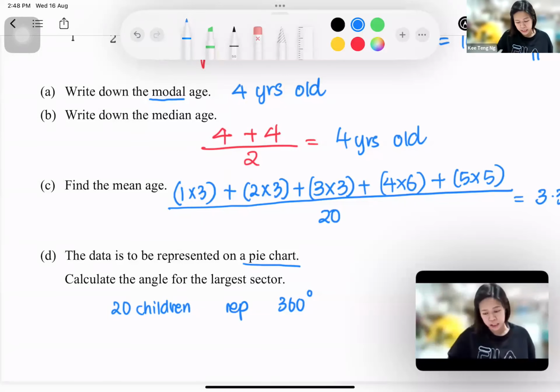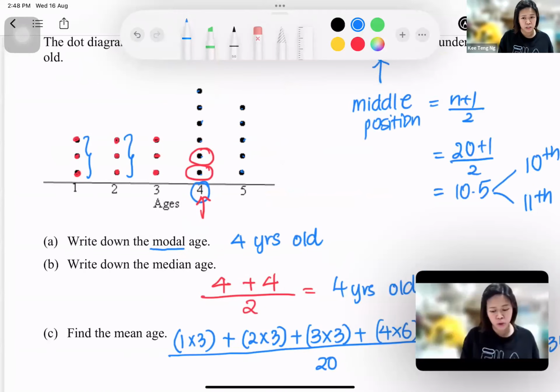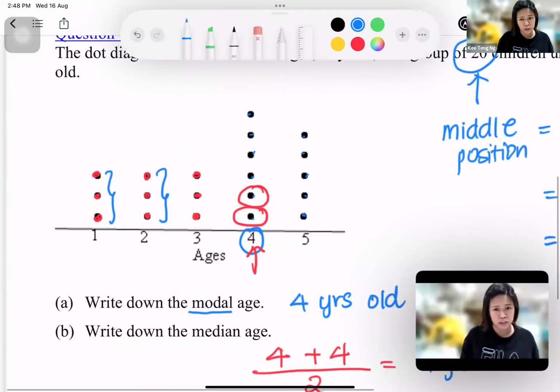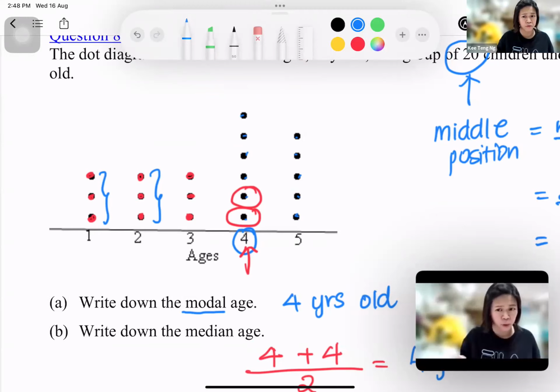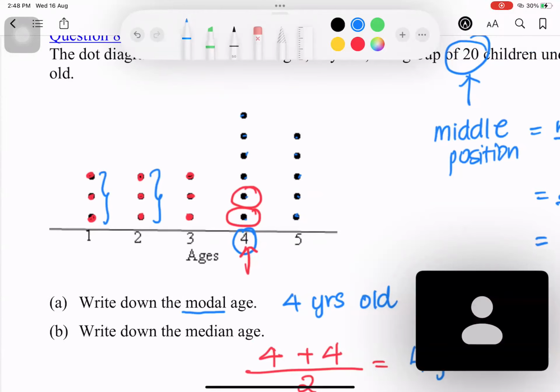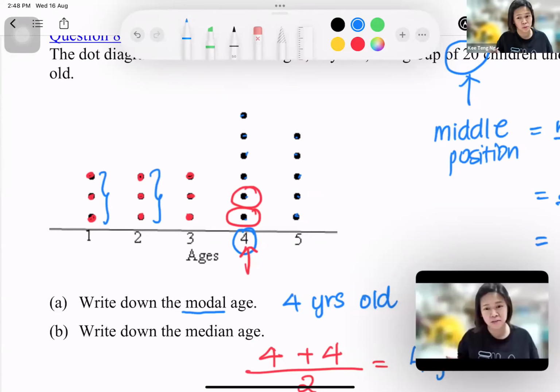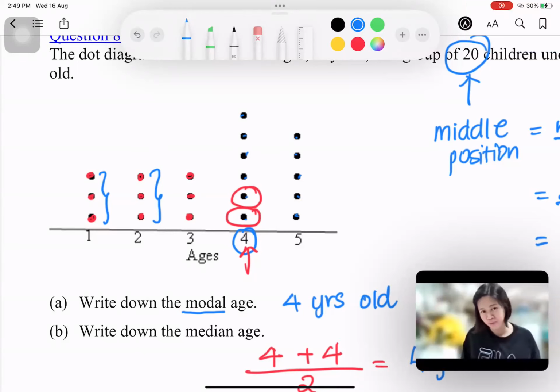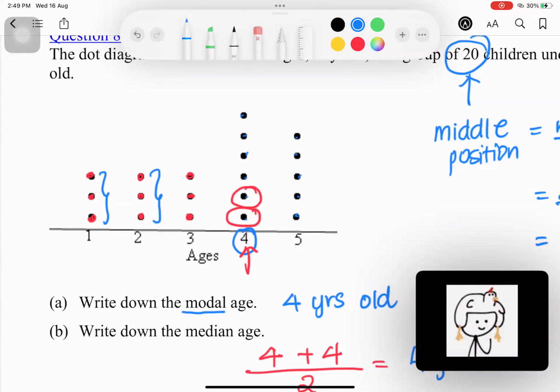Find the angle for the largest sector. Which one will you think will have the largest angle? Is it the one with 1-year-old, 2-year-old, 3-year-old, 4-year-old, or 5-year-old? Which one has the largest angle? 5. Elvis, which one largest angle? No, the angle. Which angle? The angle representing 1-year-old, 2-year-old, 3-year-old, 4-year-old, 5-year-old. Which one will be the largest sector, biggest angle? 4. 4 or 5? 4.